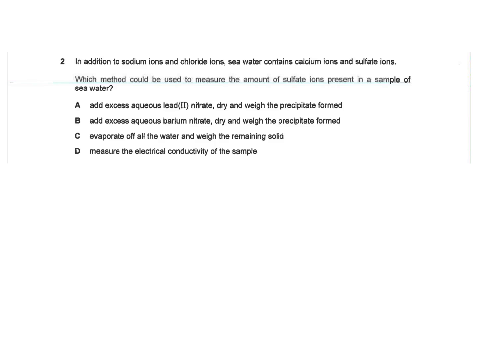In this video, we're going to go through a series of more challenging questions in the 2019 O-Level Chemistry Paper 1. For question 2, this is a question on experimental chemistry. The question talks about coming up with a method to determine the amount of sulfate ions present in seawater. The question goes on to tell you that seawater contains 4 ions: sodium, chloride, calcium, and sulfate.